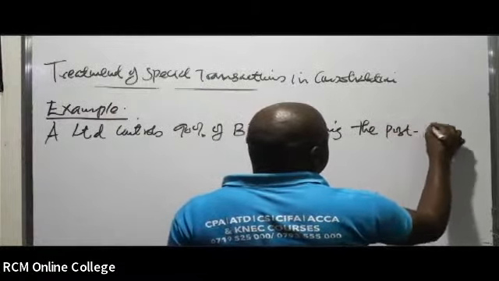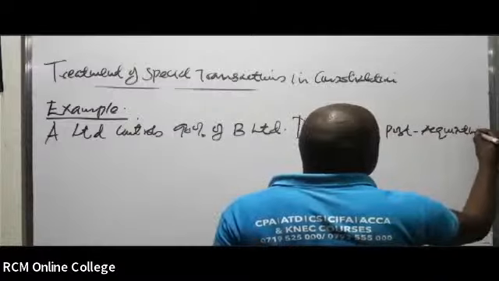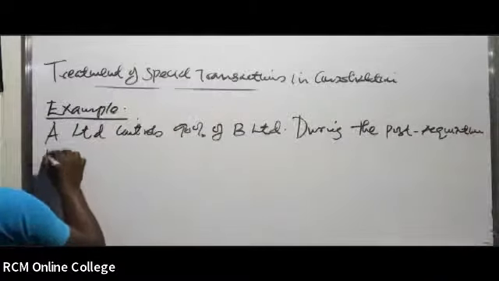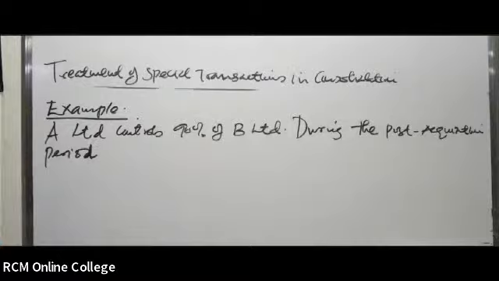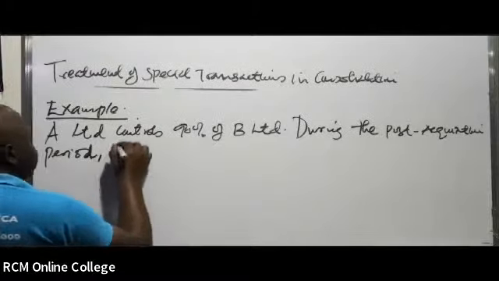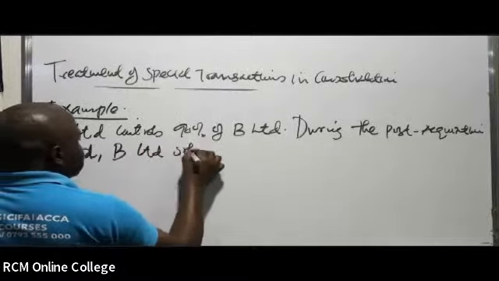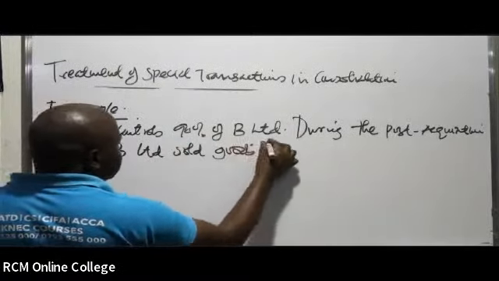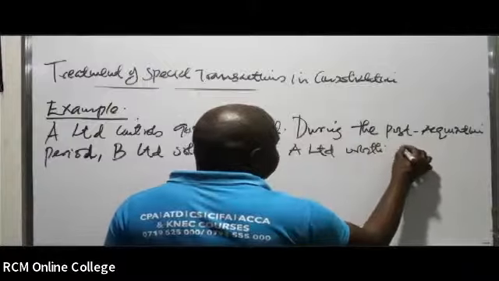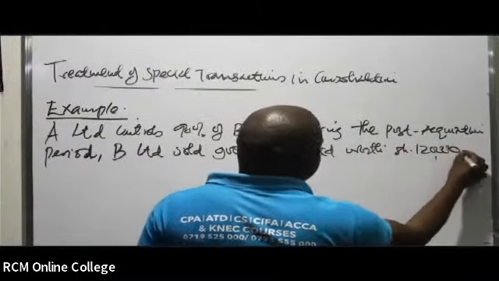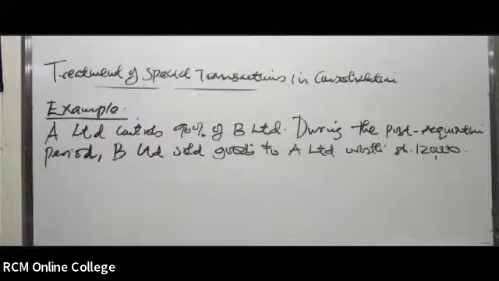During the post-acquisition period, B limited sold goods to A limited worth shillings 120,000. So that was an intercompany sale, an intergroup sale, worth 120,000.